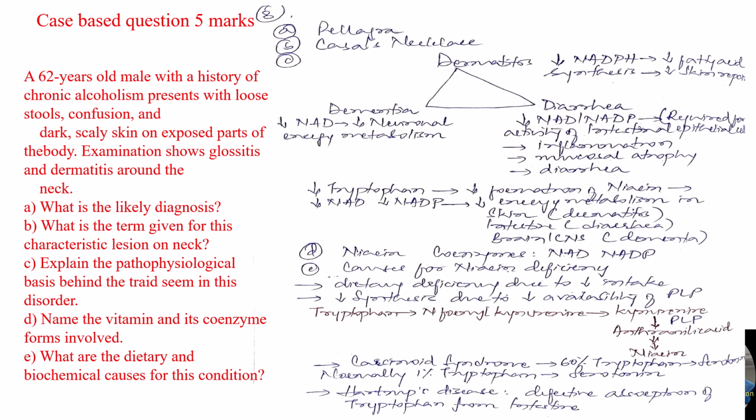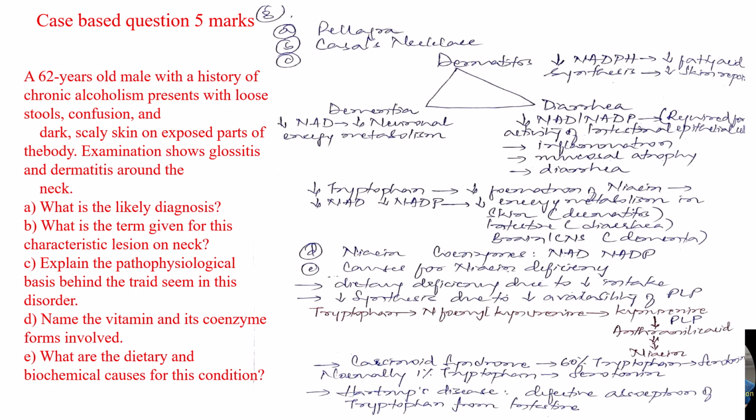the development of dermatitis. Next, diarrhea: there is again decreased NAD and NADP, and these are required for the activity of the intestinal epithelial cells. So when these are decreased, this leads to inflammation, mucosal atrophy and diarrhea. And the third part of the triad is dementia: again decreased NAD and NADP, decreased neuronal energy metabolism.